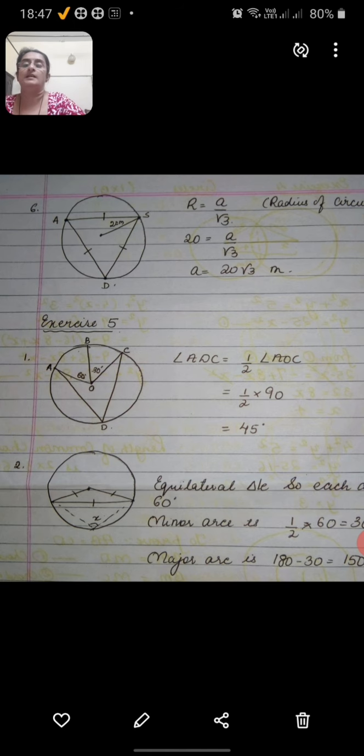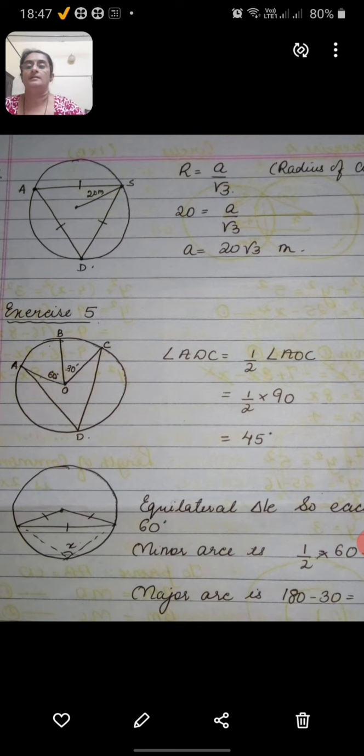Now you can see it in the figure, children. There is a circle whose radius is 20 meters, and three boys, that is Ankur, A, S and D, three children sitting at equal distance. So it is an equilateral triangle inscribed in a circle. Now you have to find the side of this equilateral triangle.